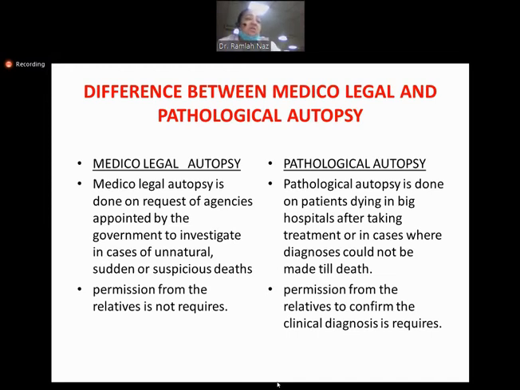Pathological autopsy, as we already discussed, is another name for the clinical autopsy. It is done on patients dying in a big hospital after taking treatment, or in cases where the diagnosis could not be made till death. Like I previously told you, in medical trials of different kinds, you have to look at the particular course of the treatment, why it doesn't work, and look for the success of that drug, whether it's worth it or not. You go for it, you perform that autopsy, and for that purpose you need the consent of the relatives. If they say no, it means no.